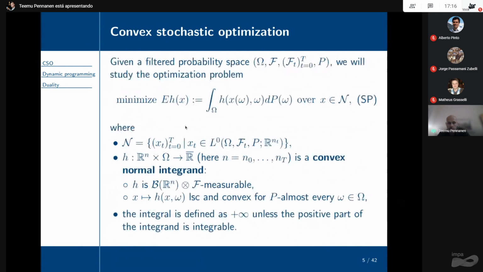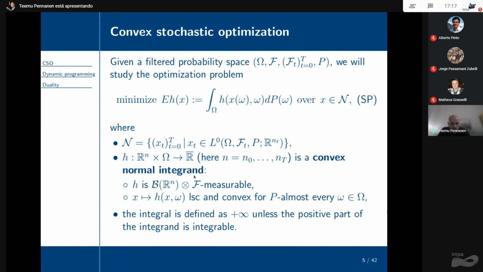Here's the problem. So we are going to look at, over a filtered probability space, adapted decision strategies. N stands for adapted strategies. At each time you choose a vector, and the dimensions may vary at different points in time. An adapted sequence of decisions that minimizes the expectation of some convex functional. So we're looking at this kind of convex integral functionals. This function h here depends on the whole path of your decisions. It also may depend on omega, so it's a random lower semi-continuous convex function, and then you integrate with respect to some given reference measure P.